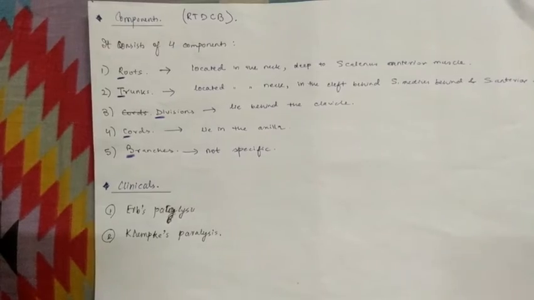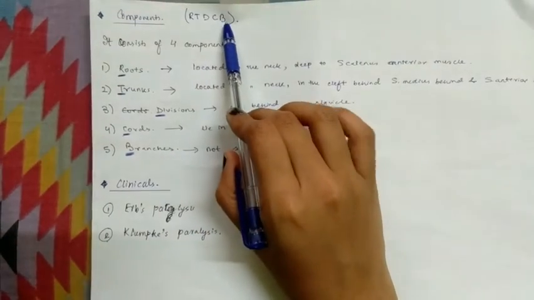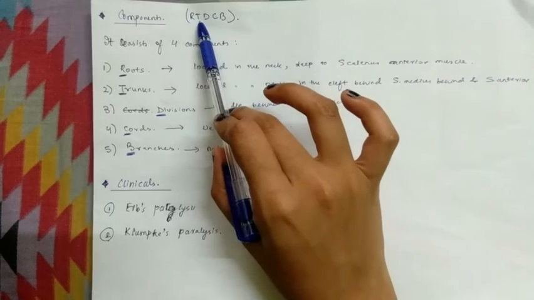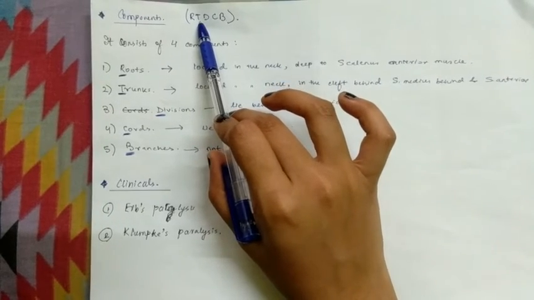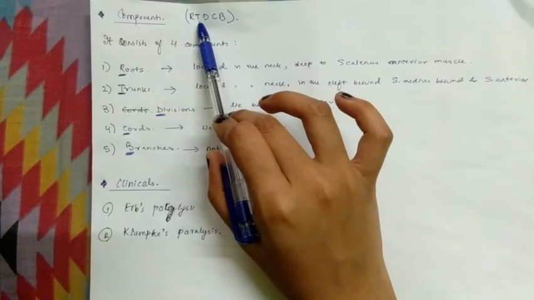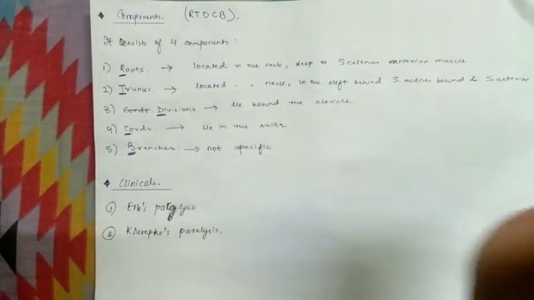Now coming to the various components of the brachial plexus. As I said, it is given by the mnemonic RTDCB. Now how to remember this? See, R stands for root, T stands for trunk. Just imagine a tree. At the lowermost part of the tree, you get the root of the tree. Then you get the trunk, and finally you get the branches.